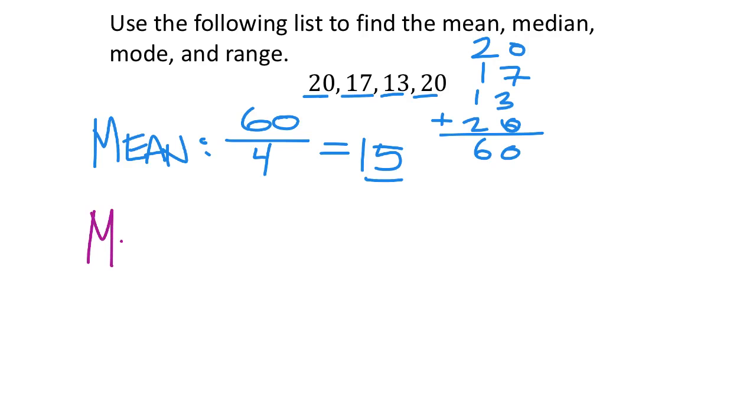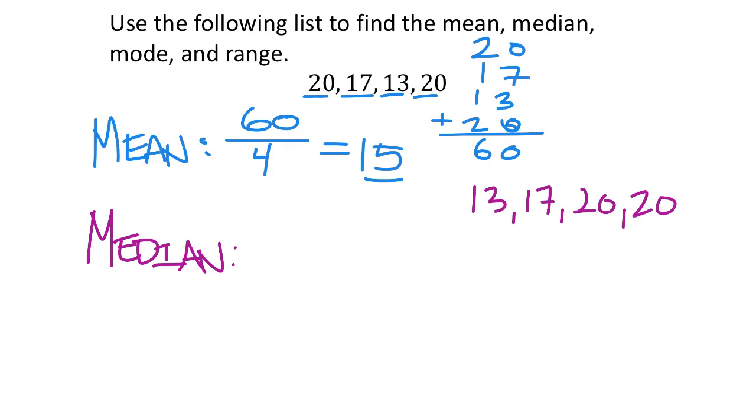Let's go straight into the median, and this was one many students have questions with: what do we do if there is an even number of values? Well, let's list them in order from least to greatest. So we got 13, 17, 20, and 20. Now, the two middle numbers are the 17 and 20.